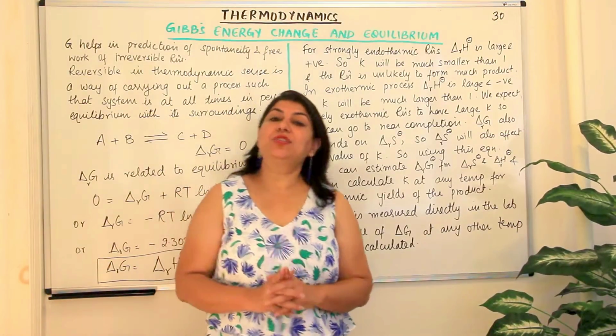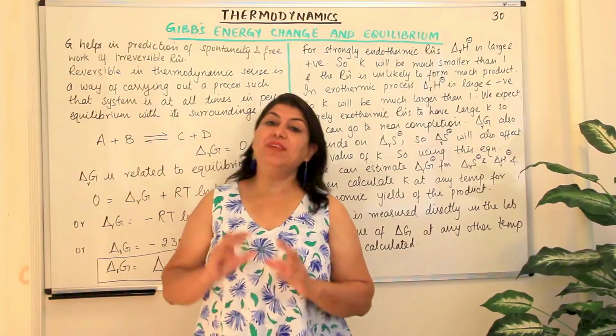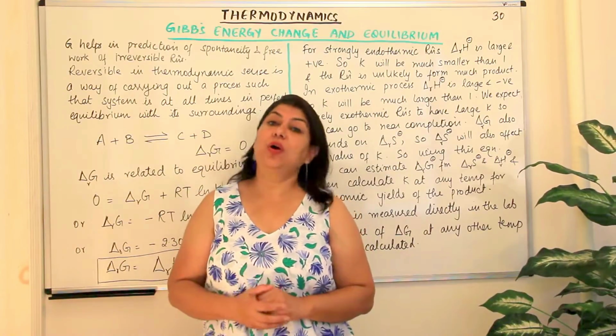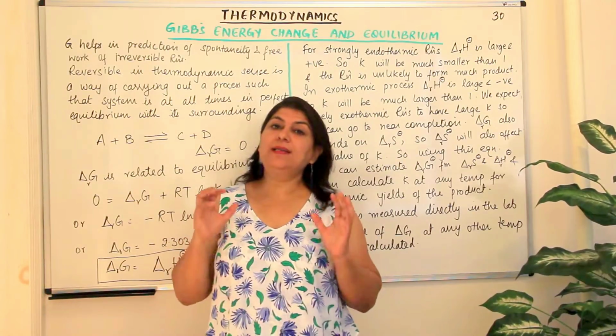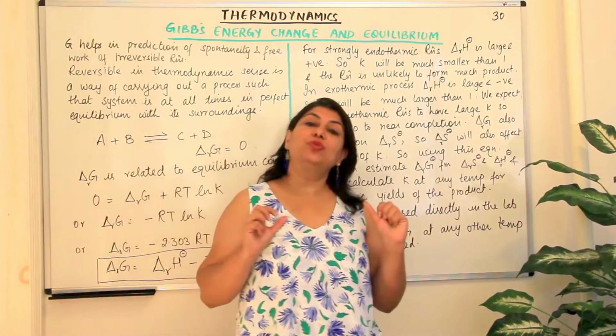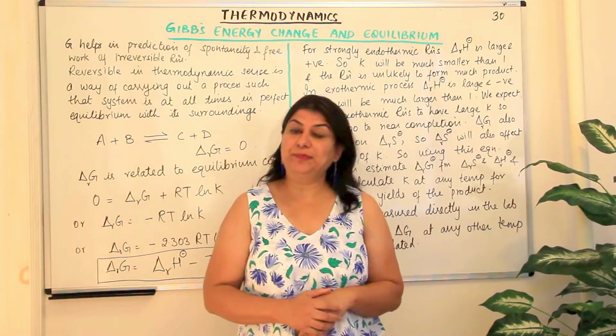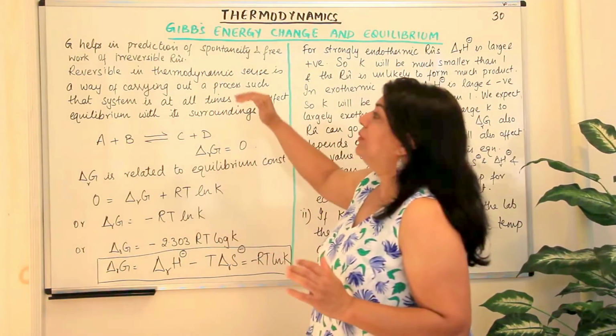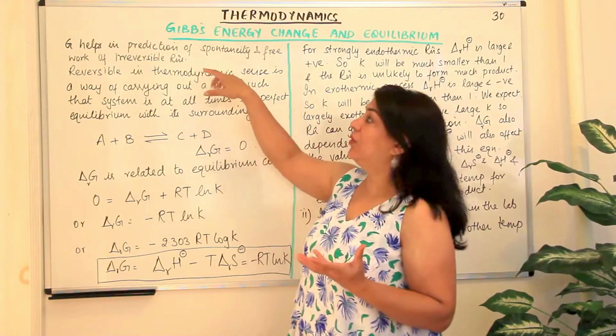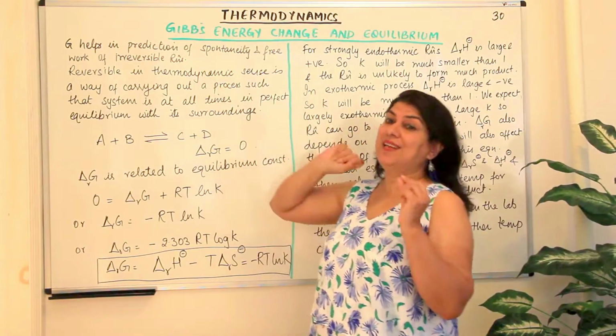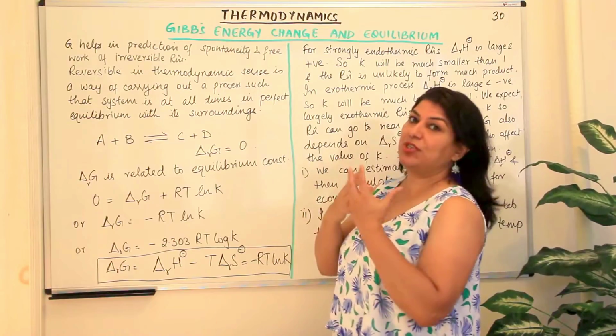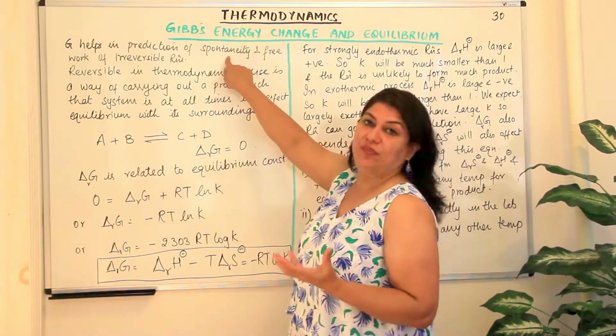Now that we have understood about Gibbs free energy and we've related it to spontaneity of a chemical reaction, let us now try to relate it to chemical equilibrium. We know from whatever we've studied till now that Gibbs free energy, that is delta G, helps us to predict the spontaneity of a process.